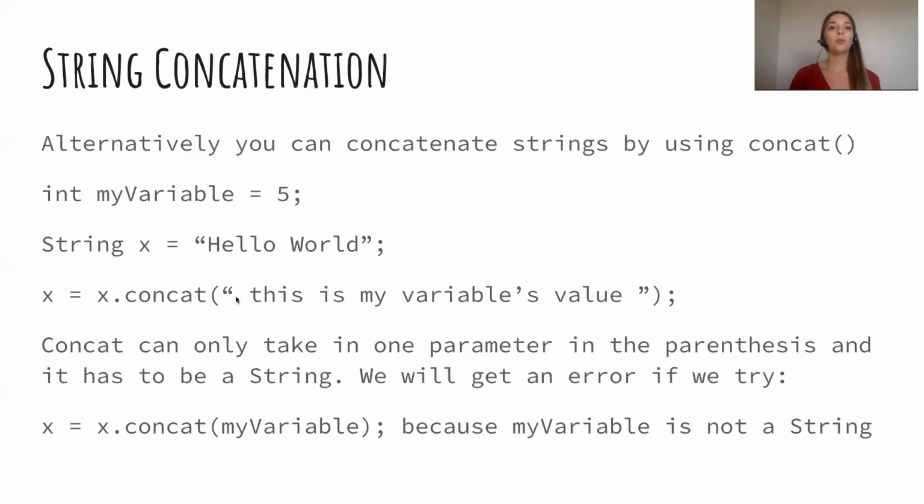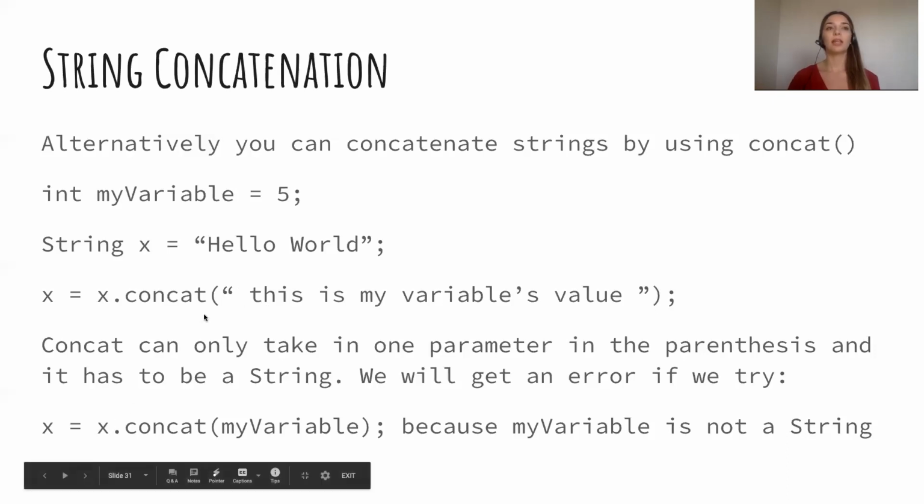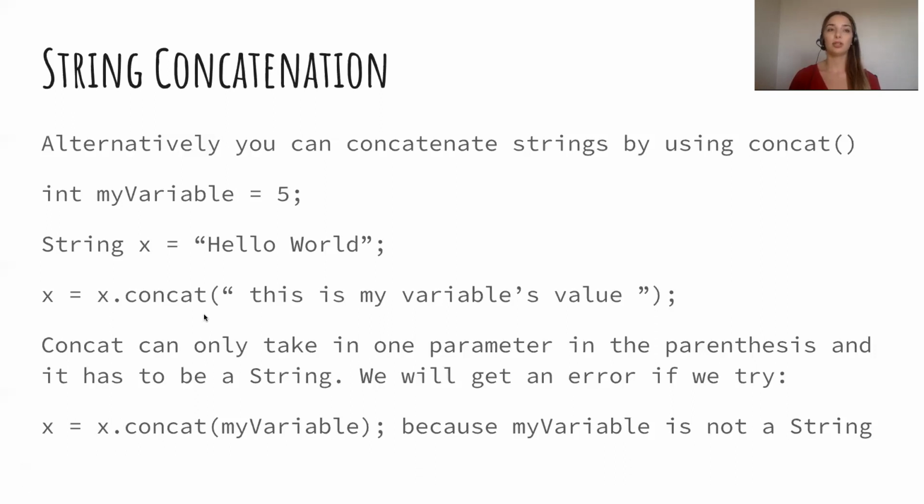The only thing that would work is if we put a quote and we put the digit 5 in the quotes in here. For example, as you can see on the bottom, x.concat(myVariable) is not going to work because myVariable is of type integer. But if myVariable was instead of type string and it said quote 5, then we would be able to say x.concat(myVariable) and we wouldn't get an error.